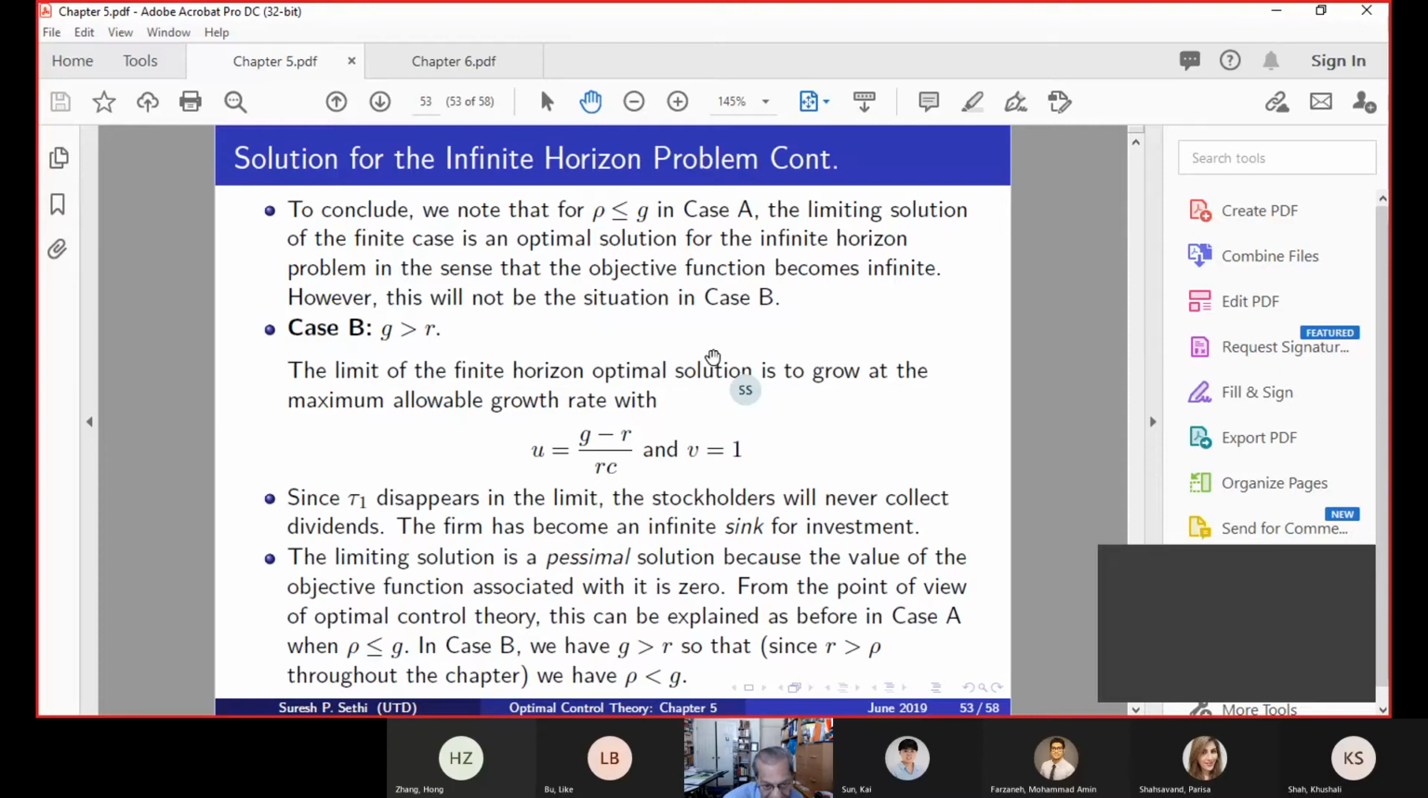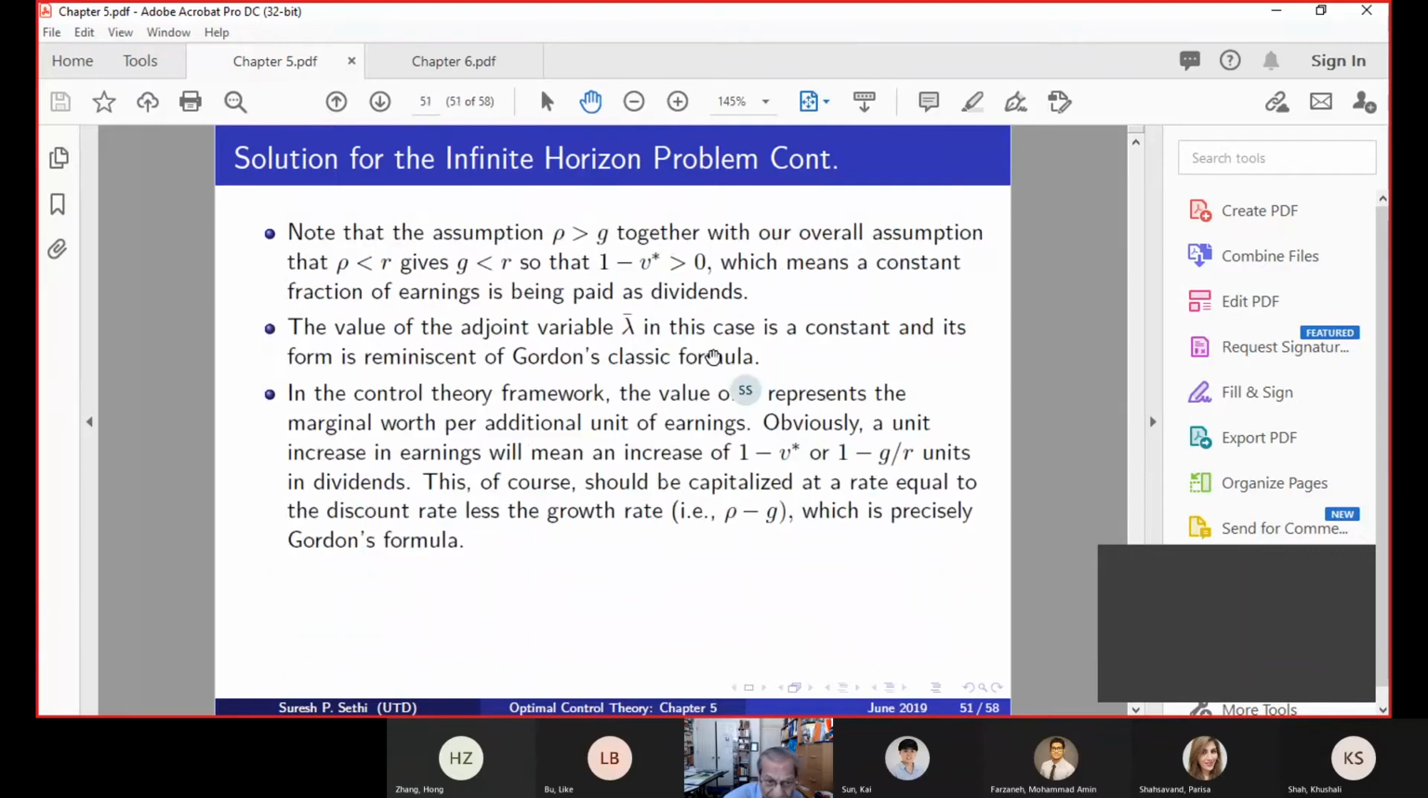What happened in case B? Case B is a kind of interesting solution. So let's see why it is an interesting solution.